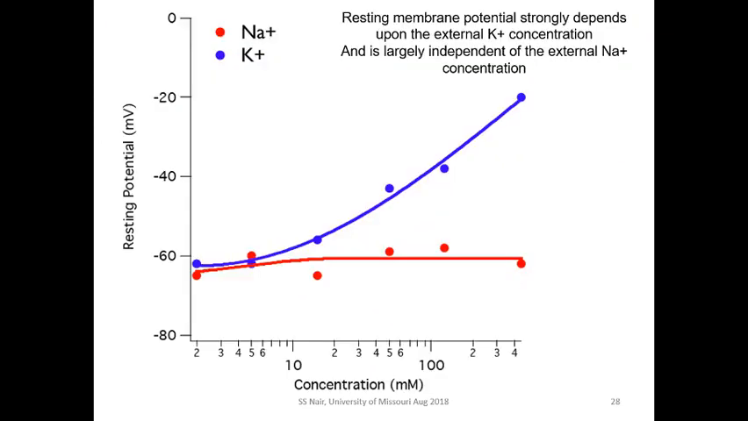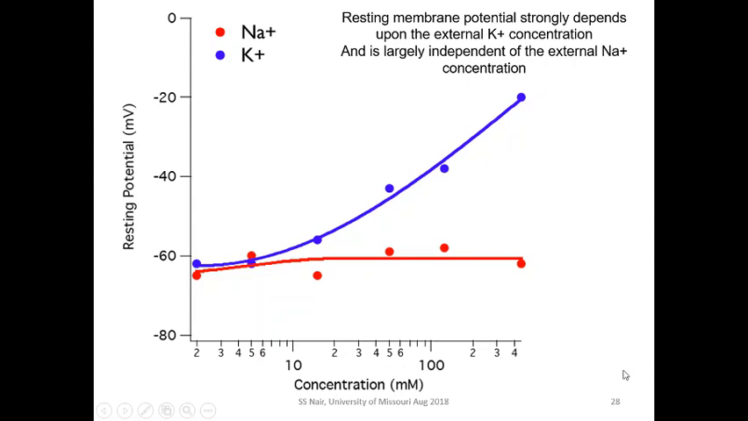So the resting membrane potential strongly depends on the external potassium concentration, and is largely independent of the external sodium concentration. So if you plot concentration, this is a log scale in millimolar, and this is resting membrane potential. This is the concentration of potassium. Notice that resting membrane potential depends strongly on potassium concentration. It changes. While for sodium concentration, it does not. For sodium, it does not change much. Okay, so what you conclude from this is that resting membrane potential is heavily dependent on potassium.